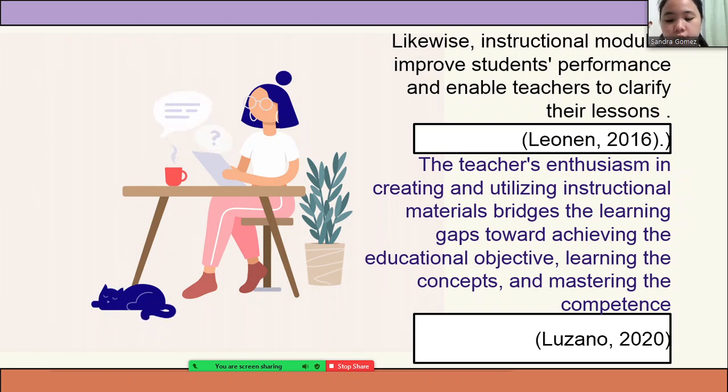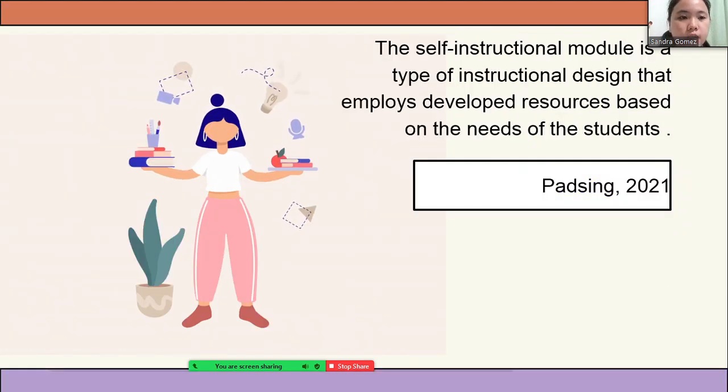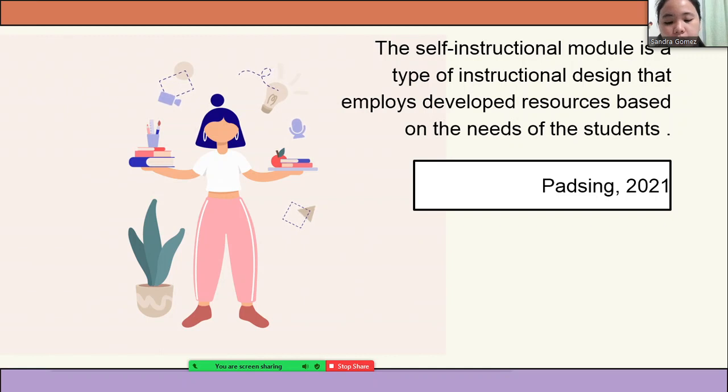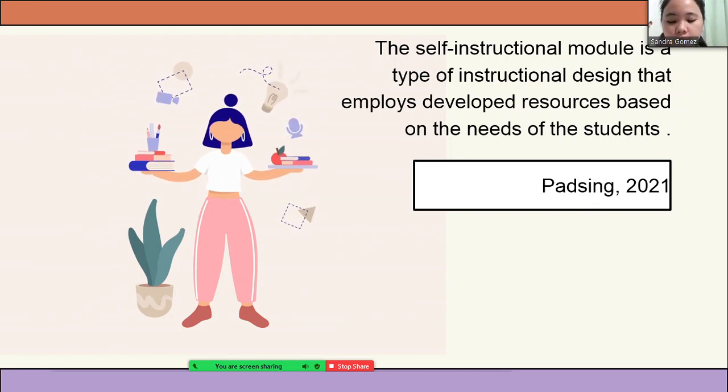Additionally, the instructors arrange the instructional materials systematically into modules, including the title, overview, objective, pretest, content, and the post-test. The self-instructional module is also a type of instructional design that employs developed resources based on the needs of the students, according to Padsing 2021. The success and effectiveness of distance education depend on the study materials, by Jairam and Devaro 2020. However, there are also disadvantages and advantages to using modules. Without the presence of classmates and teacher who remind the students of their assignments, according to Beiji 2017, they claim that students are more likely to become distracted and forget to keep track of deadlines.